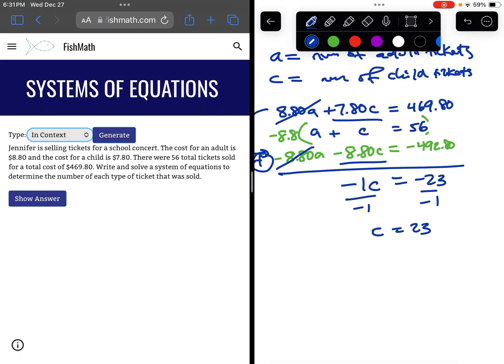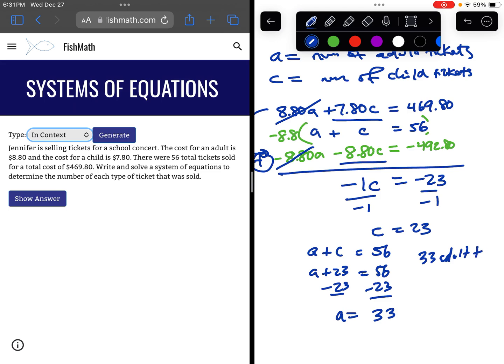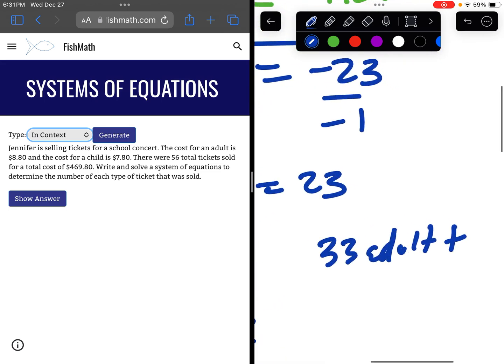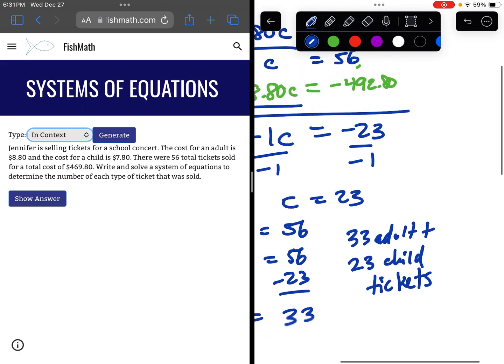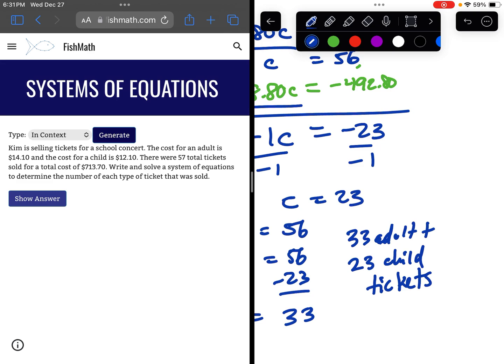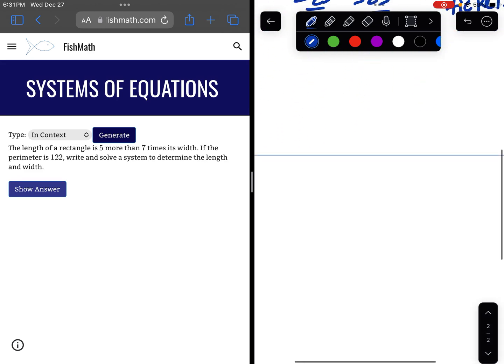And then you can use either equation to find A. I'm going to use the easier one. It says A plus C equals 56. So A plus 23 equals 56. I'm going to then just subtract the 23. And the number of adult tickets sold is 33. So 33 adult, and sorry for my handwriting here, and 23 child tickets will be my answer. Let's go over here and hit show answer, and there we go. Got it right.